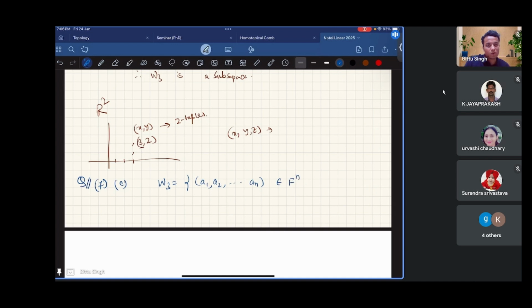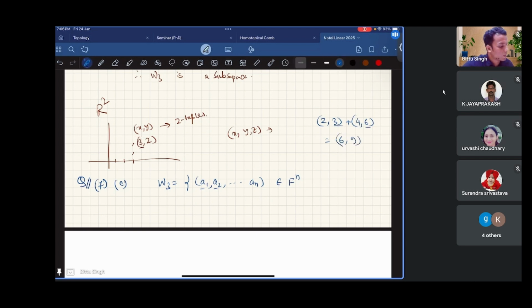Fn means the set of all those n-tuples. And how do you add those n-tuples? Just add pointwise. For example, let us consider these two tuples: 2, 3 and 4, 6. Just add the first two elements, add the second two elements. So the addition will look like 6, comma, 3 plus 6, which is 9.